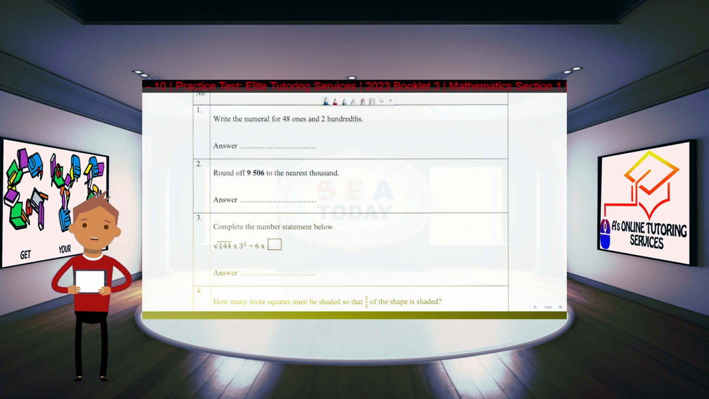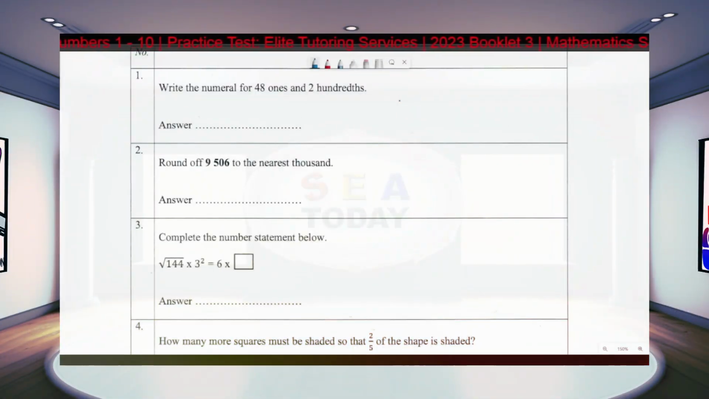Alright, so we're going to get straight into question 1. Write the numeral for 48 ones and 2 hundredths. Okay, so we're dealing with a nice simple place value question, and once we're dealing with ones, that's an easy thing to achieve. Writing 48 ones is just 48. Really, literally, it will be 4 tens and 8 ones, but to trick you a little bit, we have 48 ones.